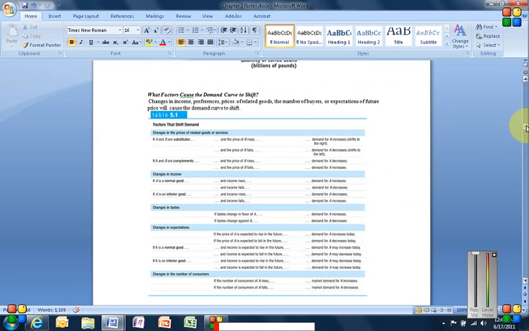They are changes in income, preferences, prices of related goods and services, the number of buyers, and even expectations of future price. So let's talk about these. First of all, changes in income. Right, if incomes increase or decrease amongst the people that would want to demand a product or service, that could cause them to want to demand more or less of it, of course.